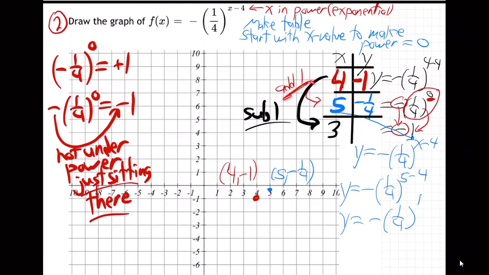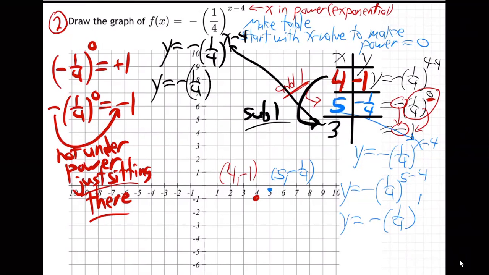So instead of adding 1, now try subtracting 1. It's always going to be one or the other. Either add 1 or subtract 1. So if I subtract 1, I plug in 3. Let me see, what am I going to do? I'll do that over here. So y equals negative 1/4 to the x minus 4. And I'm plugging in 3. So y will be minus 1/4 to the 3 minus 4. Y will be minus 1/4 to the negative 1.